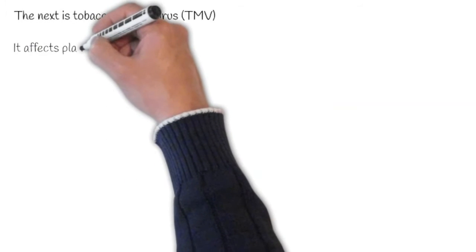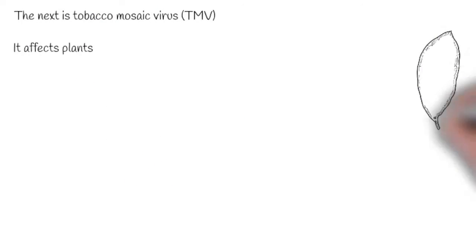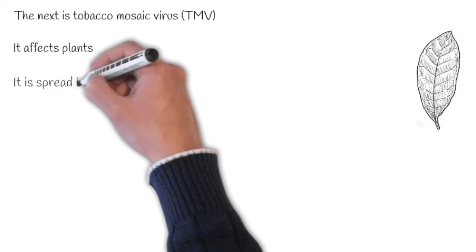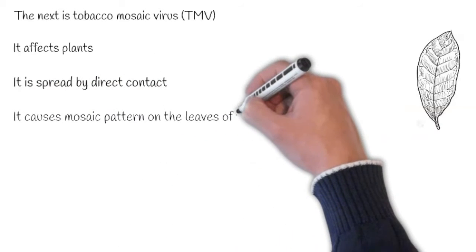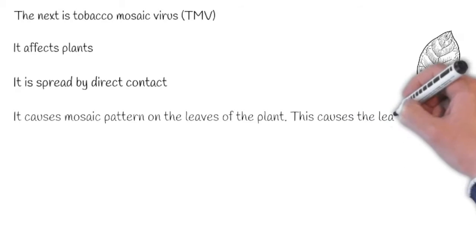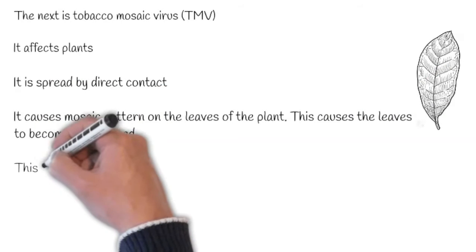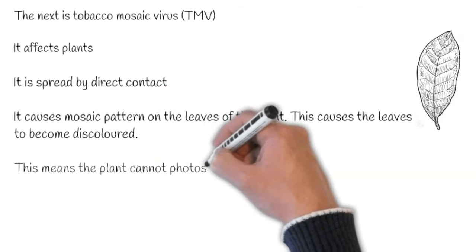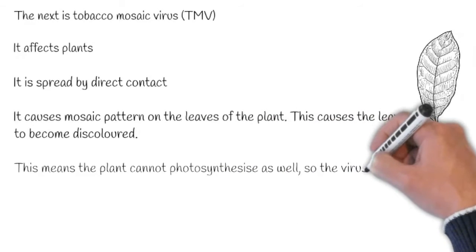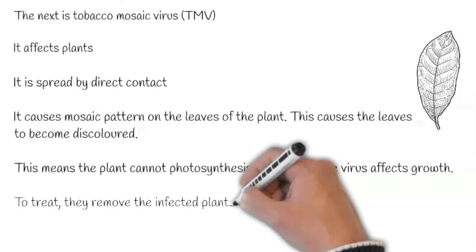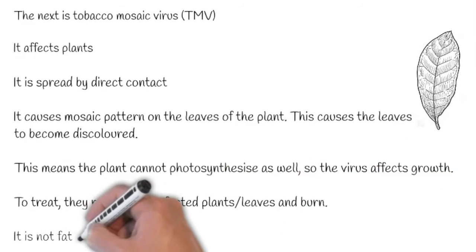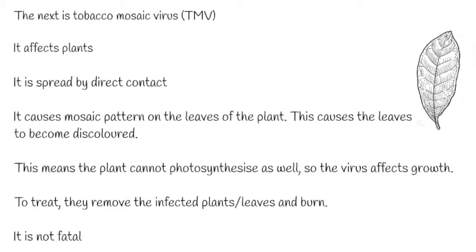The final virus is tobacco mosaic virus. It affects plants. It is spread by direct contact. It causes mosaic patterns on the leaves of the plant. This causes the leaves to become discoloured. This means the plant cannot photosynthesise as well, so the virus affects growth. To treat, they remove the infected plant or leaves and burn them. It is not fatal.